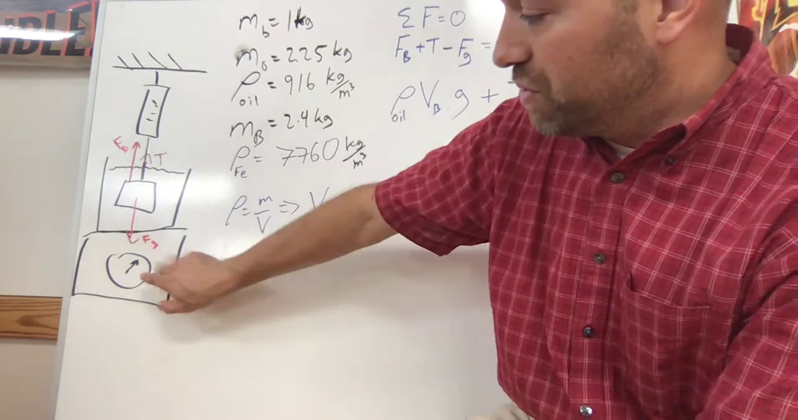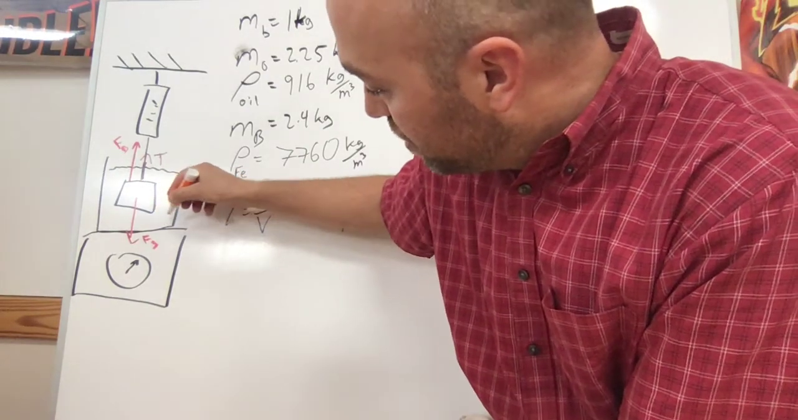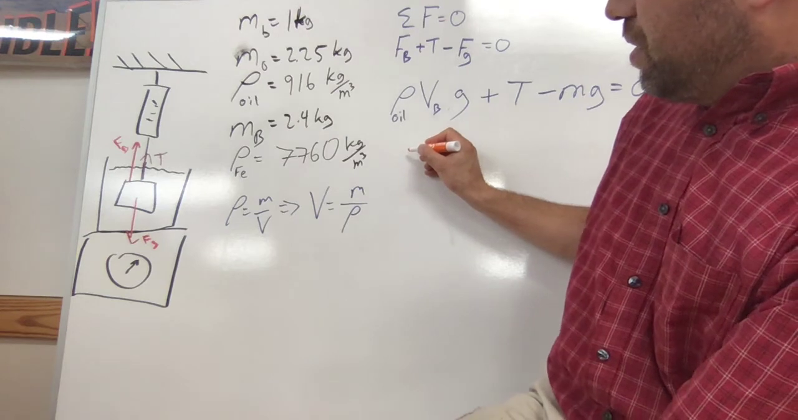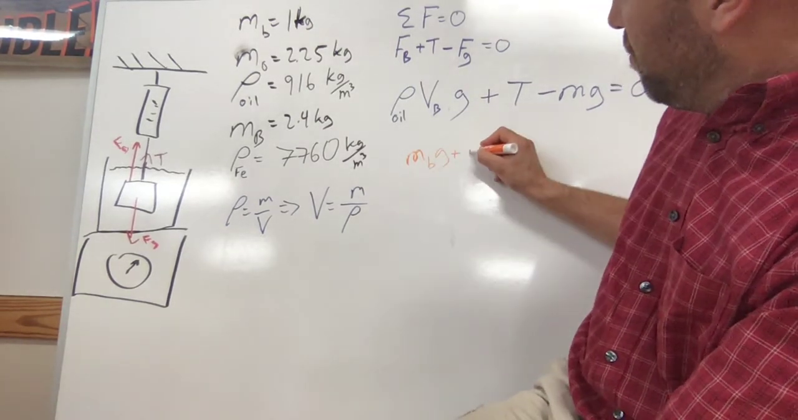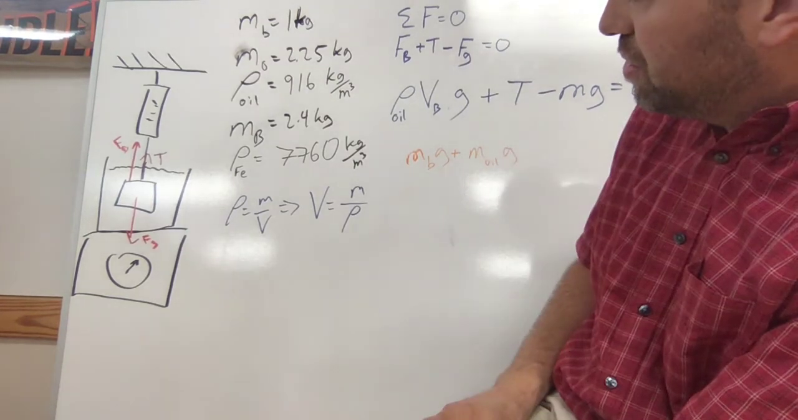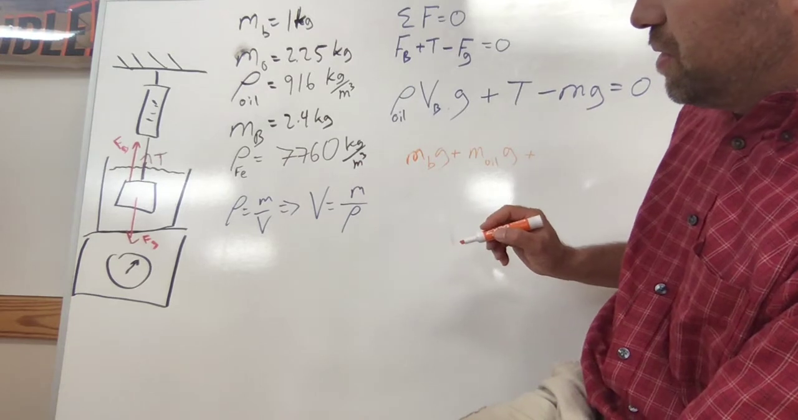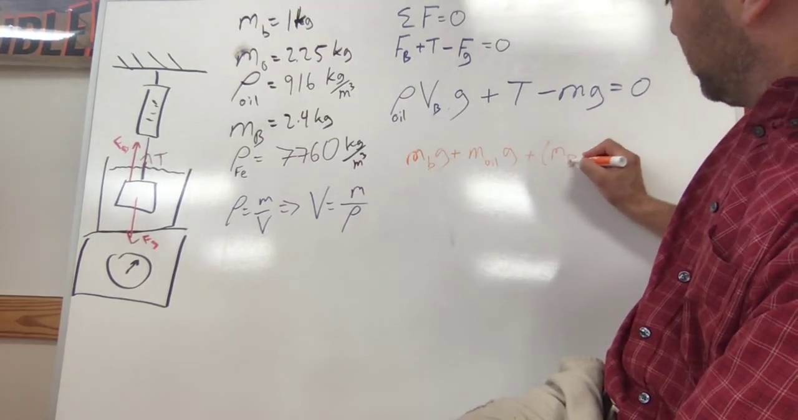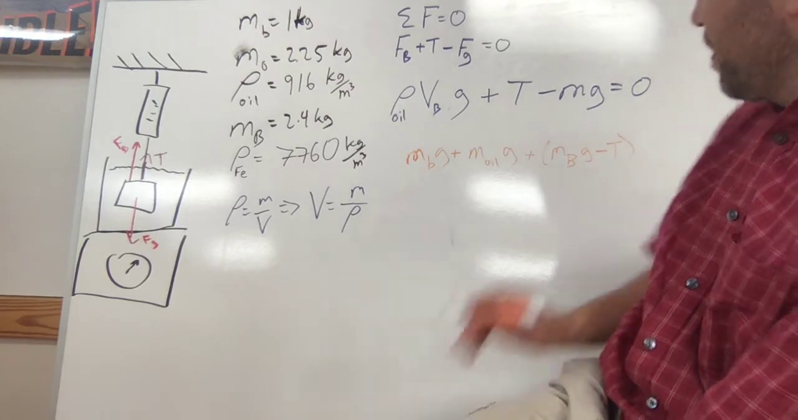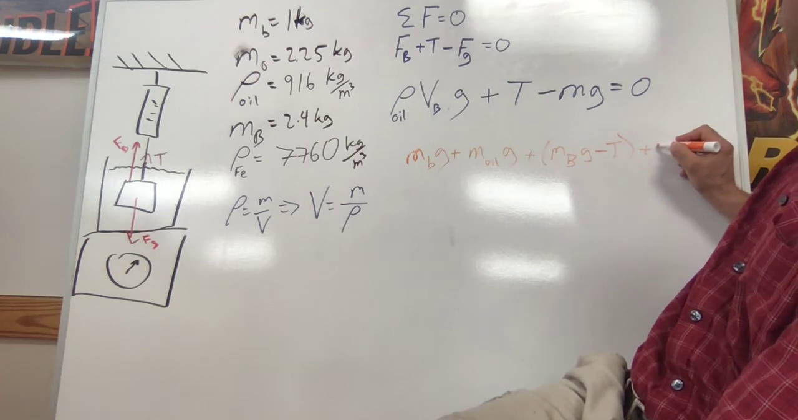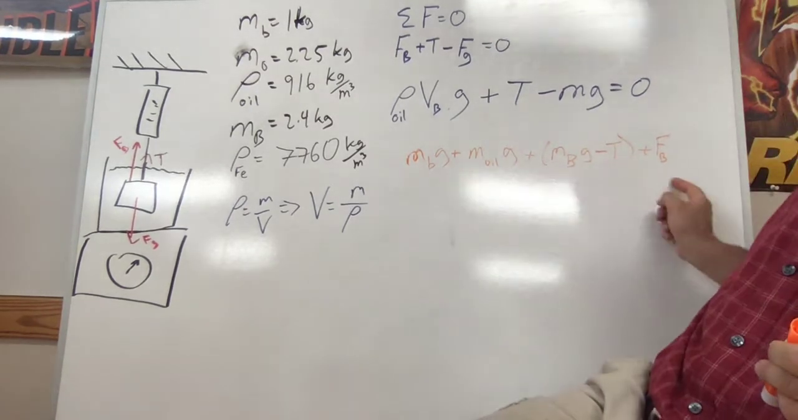Yeah. Okay, so this scale has to read, let's see, I'll draw it in orange. It's going to have to hold up the mass of the beaker times gravity plus the mass of the oil times gravity plus the mass of the block times gravity minus the tension plus the force of buoyancy. Let me just punch that up. It's just all those things added together.